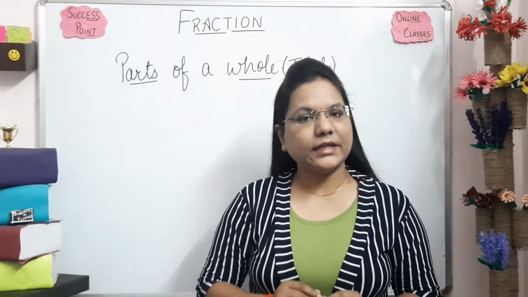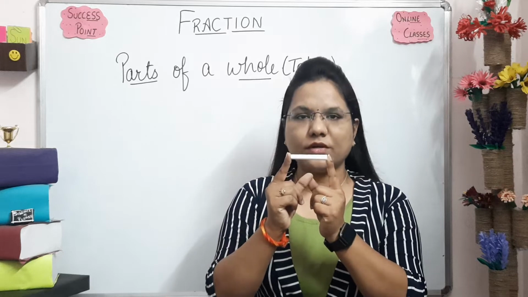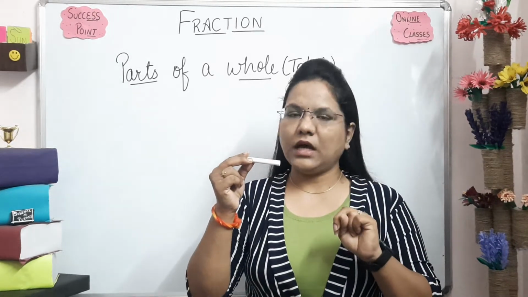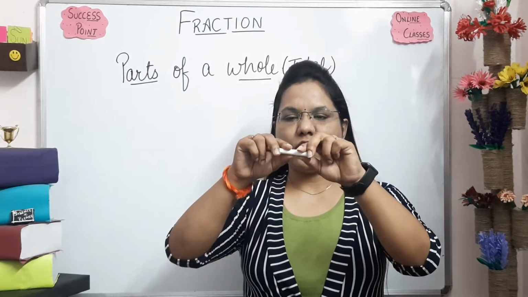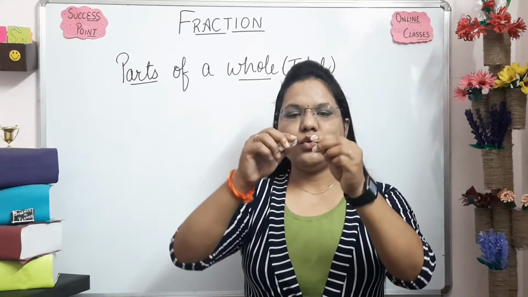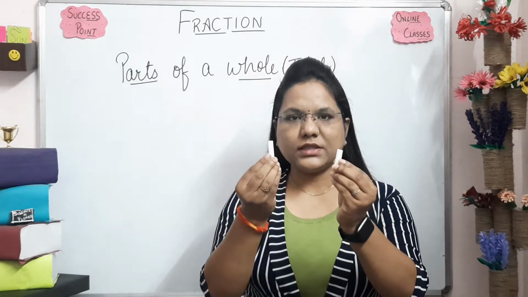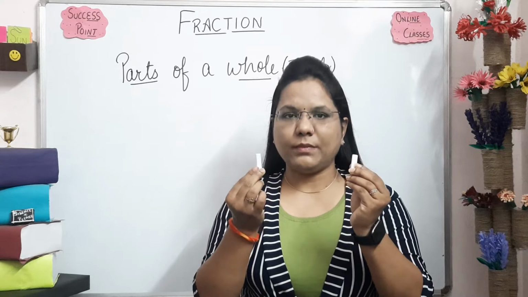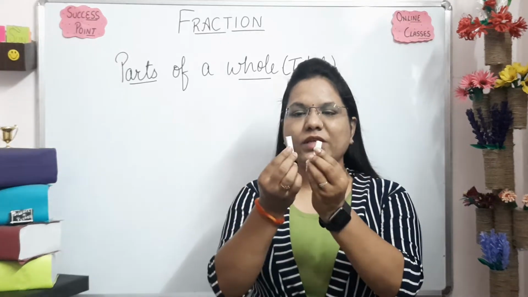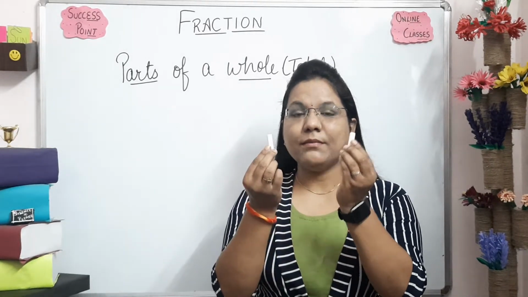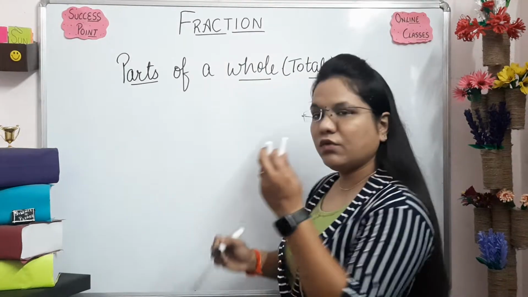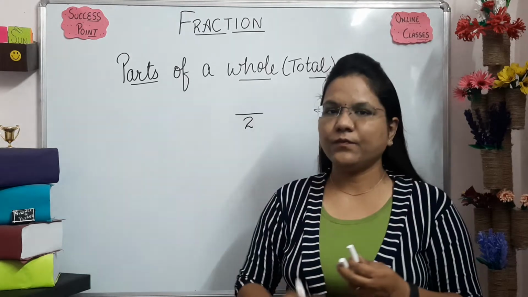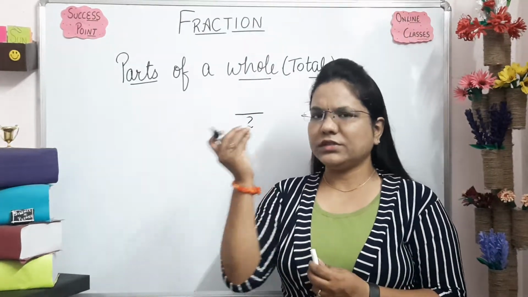Okay guys, let's take another example, an example of a chalk. I want to divide this chalk into 2 parts. How can it be done? I will take the chalk and break it into 2 equal parts. Now what we have learned is that in a fraction we have to take equal parts. Now how many chalks do we have? This time we have 2. To write the fraction for this chalk, the total is 2. Yes, I want to use this chalk.